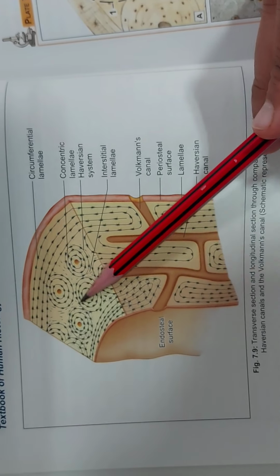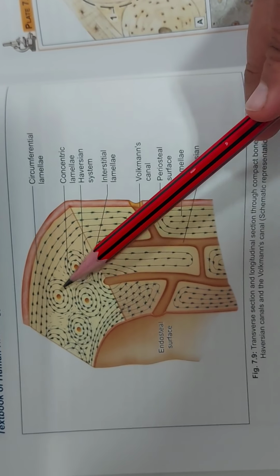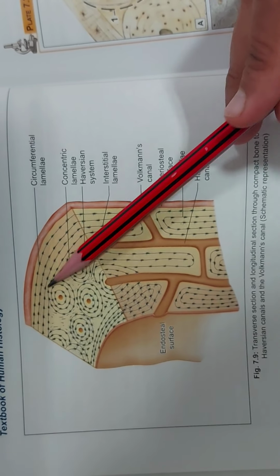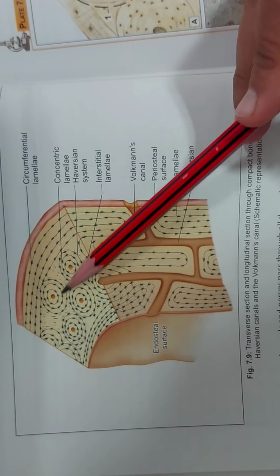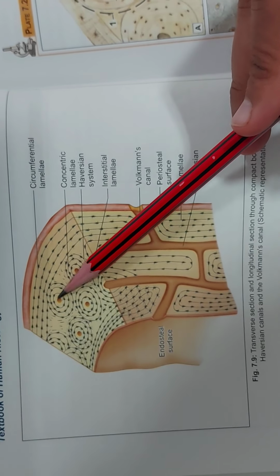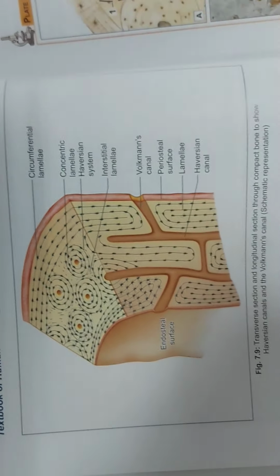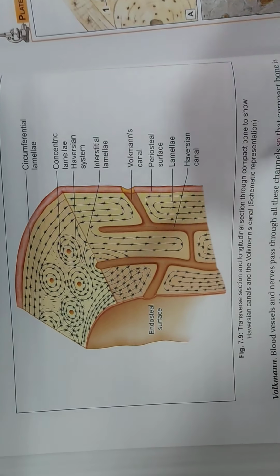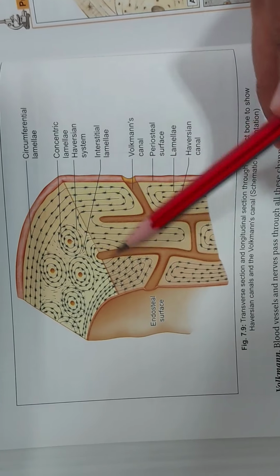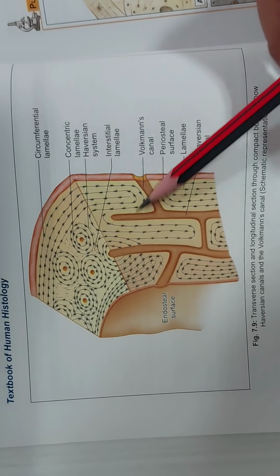Then the Haversian system. These are the concentric lamella which are arranged around the central canal. So this is the central canal, and the lamella are arranged circumferentially. The central canal consists of some blood vessels, nerve tissues, and the lymphatics. These Haversian canals communicate with each other with some oblique and vertical canals, which are known as Volkmann canals.